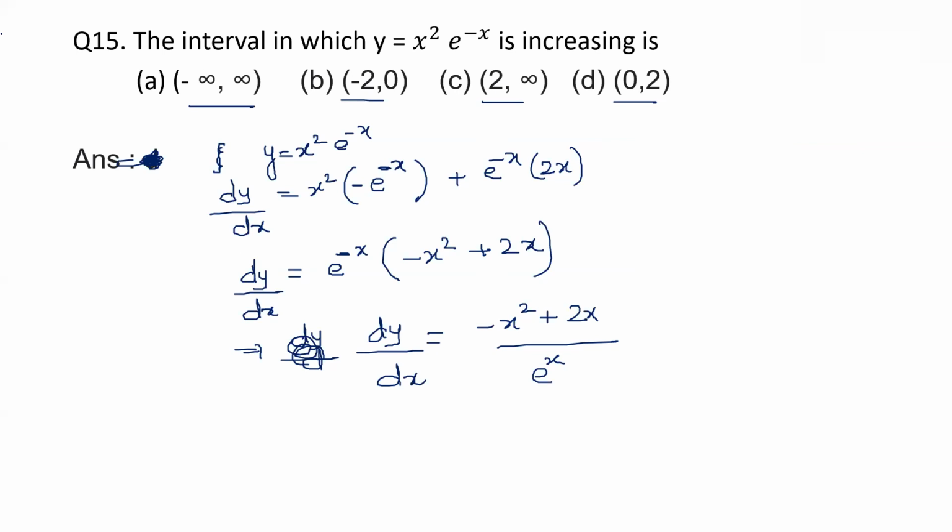For e raised to any positive number, it will be positive. In this exponential function, for e to the power minus x or e to the power x, if you put any real number, you will get a positive value. This will never be negative. You can put any value here. Please tell me the final answer.